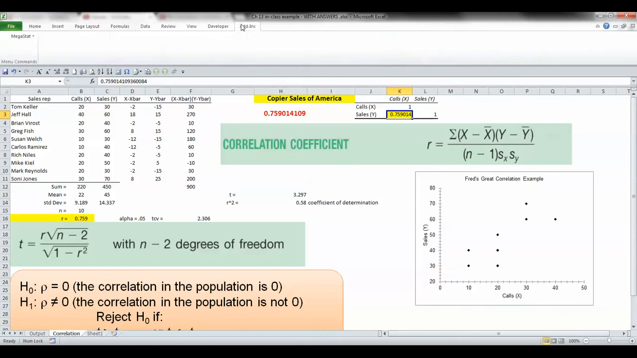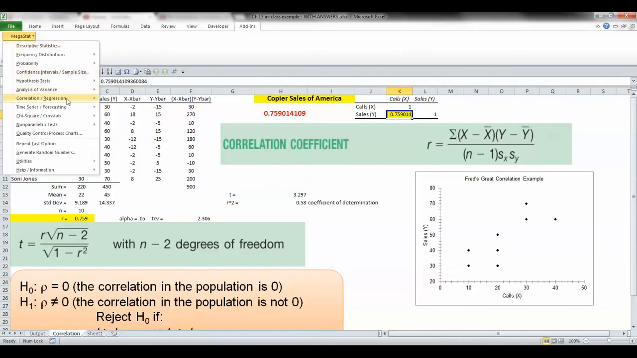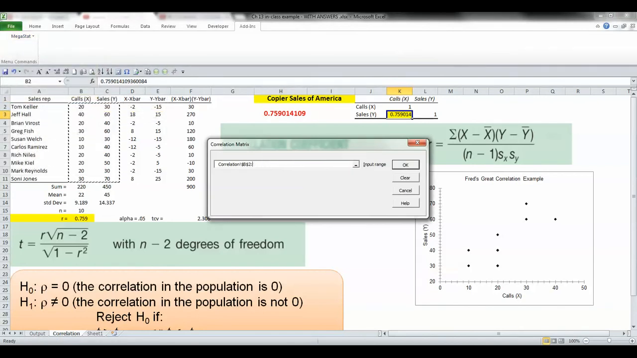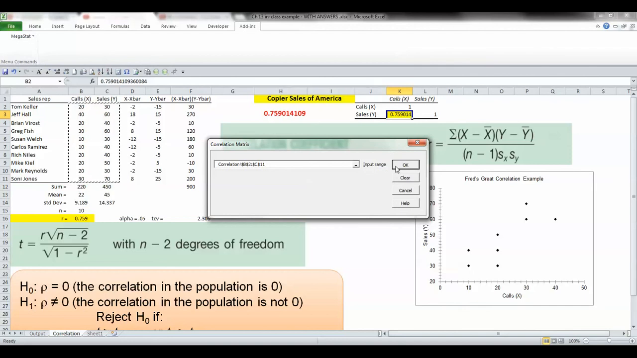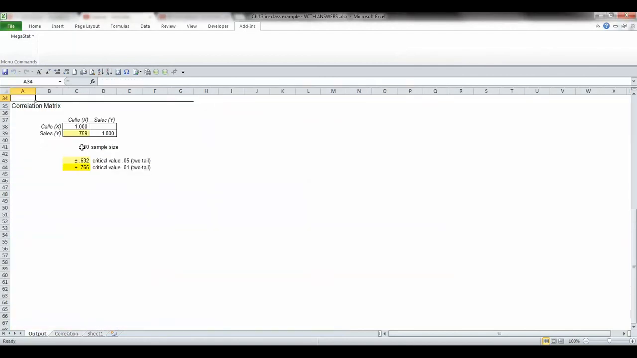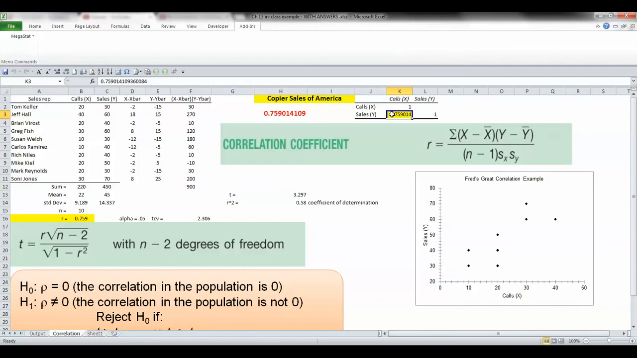Finally, we can go into our add-ins, go to MegaStat, go down to the correlation/regression menu item, and go to the correlation matrix. Now it's already selected, but remember, when we do this for MegaStat, we do not select the labels. MegaStat doesn't like that. Hit OK. Goes to our output, and there we have the same correlation matrix that we saw over here, a little bit different formatting, of course. And then you can see the decimal places go out further than what are indicated here, so they are essentially the same as we have right here.